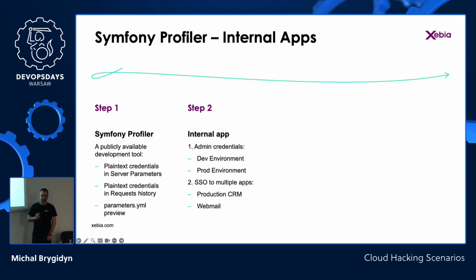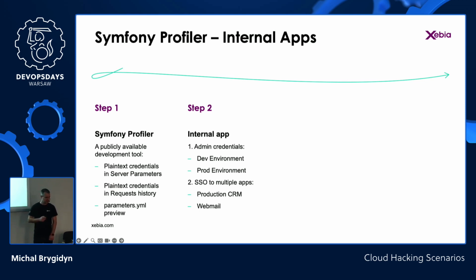It was some internal app and it had SSO functionality, single sign-on functionality. I was able to just click on every single app there, and I was logged into that app, including CRM, including webmail. CRM, not interesting for me, just some juicy company data. I need AWS access, so webmail.